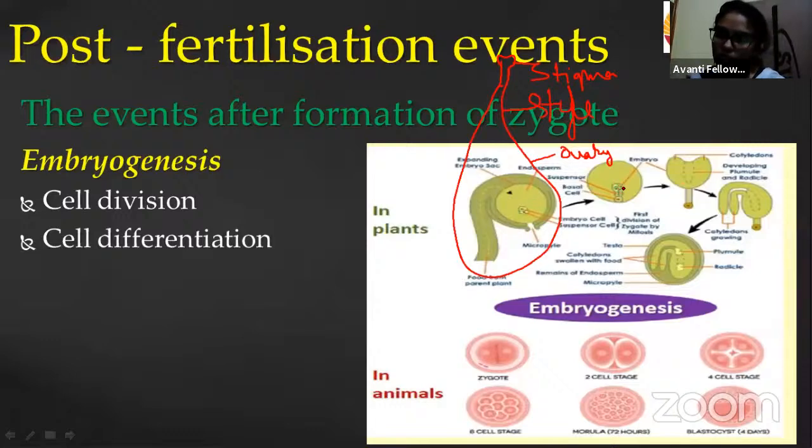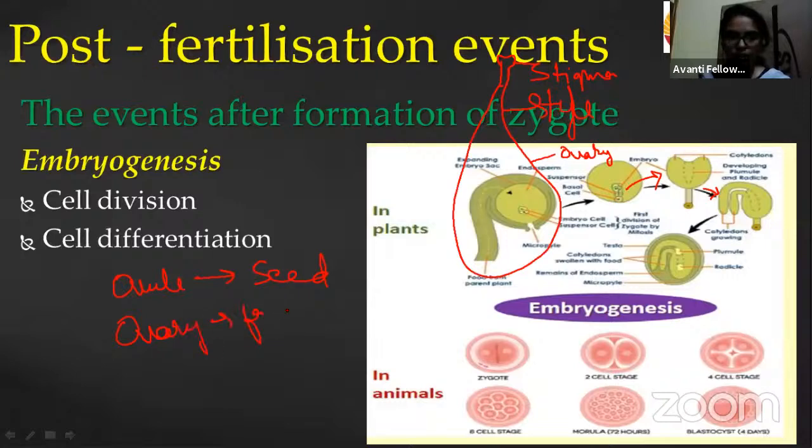So here, some cells are for the production of roots, some cells are for the production of shoot. After this there will be a heart-shaped embryo, then the torpedo-shaped embryo stage, and then a completely mature embryo. After fertilization, the ovule will become the seed and the ovary will become the fruit. So if this is the ovule, then this is the seed, after the complete development of the embryo.